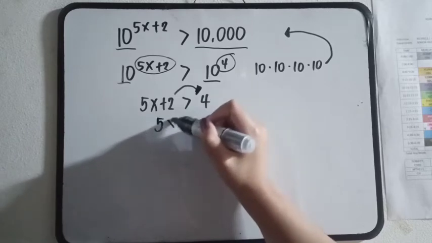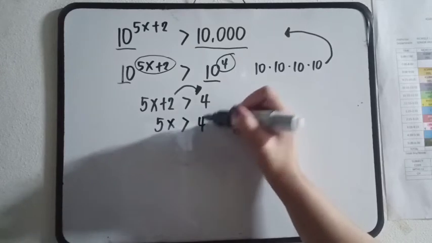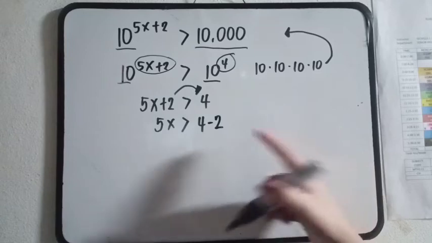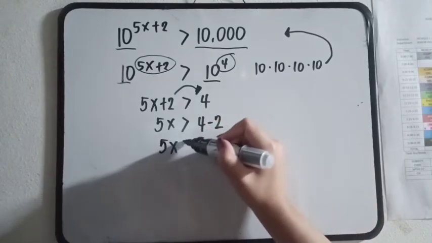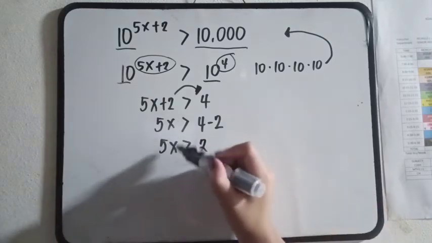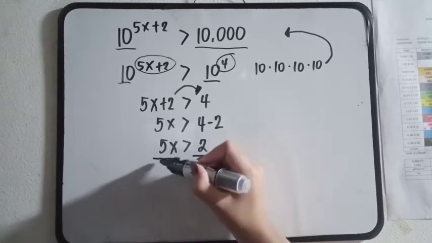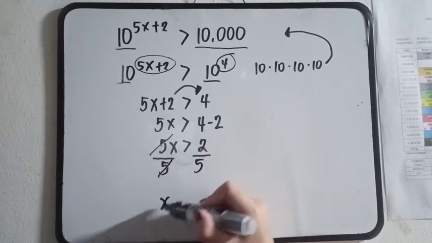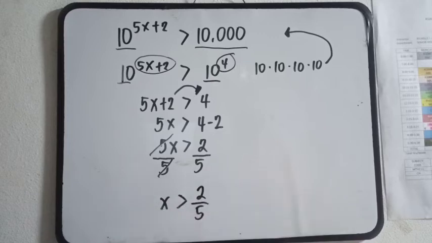Okay, so 5x na lang yung matitira sa left side. 5x greater than 4. So from positive 2, magiging negative 2. So 4 minus 2 is positive 2. So 5x is greater than positive 2. Para matanggal yung 5 na katabi ni x, i-divide natin both sides by 5. Okay, so cancel. Ang matitira na lang is x is greater than 2 over 5.